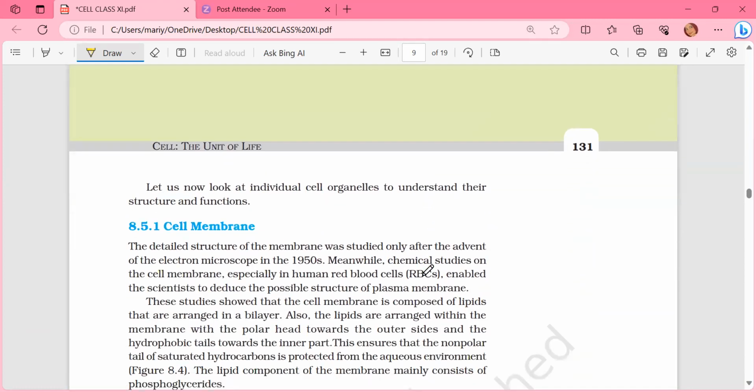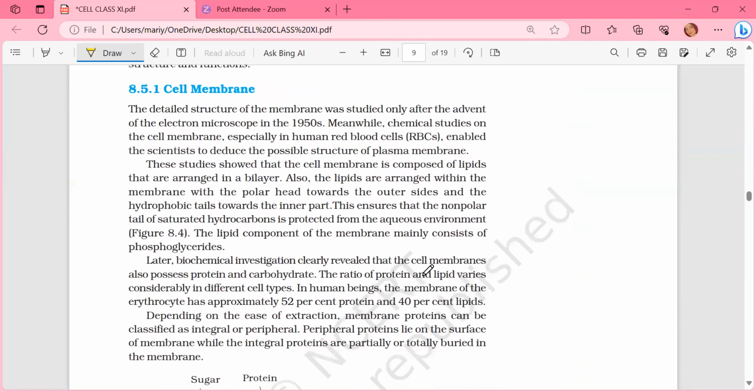Okay, now moving forward, let us talk about the cell membrane of the eukaryotic cell. The detailed structure of the membrane was studied only after the advent of the electron microscope in the 1950s. Meanwhile, chemical studies were already being done on the cell membrane, especially in human red blood cells. This enabled the scientists to deduce the possible structure of the plasma membrane, like how it would be.